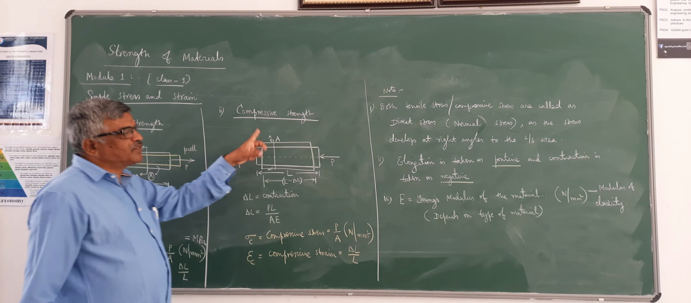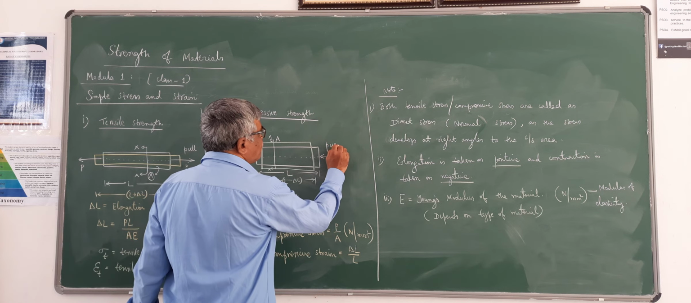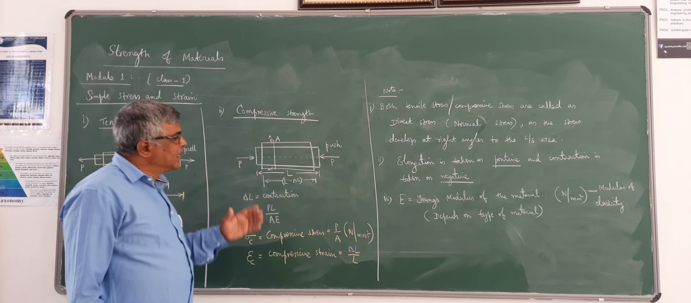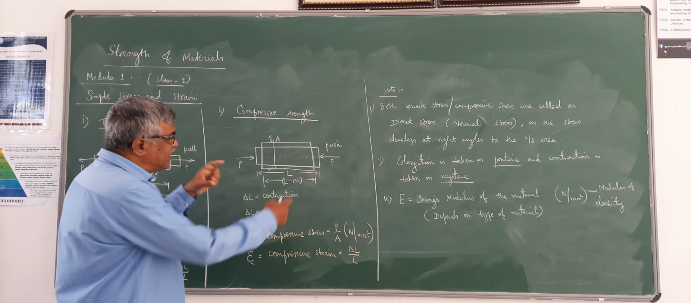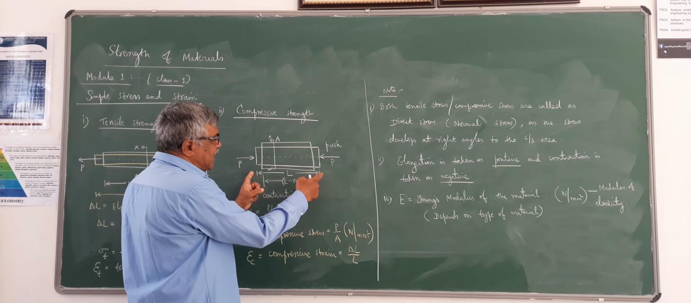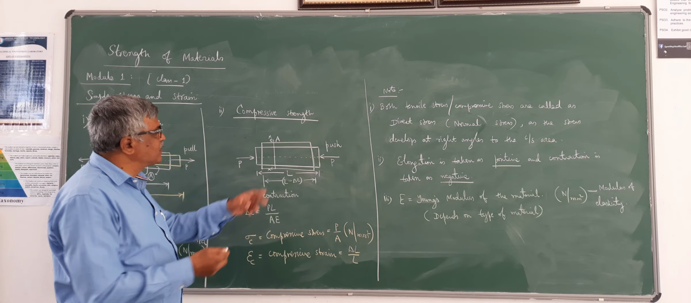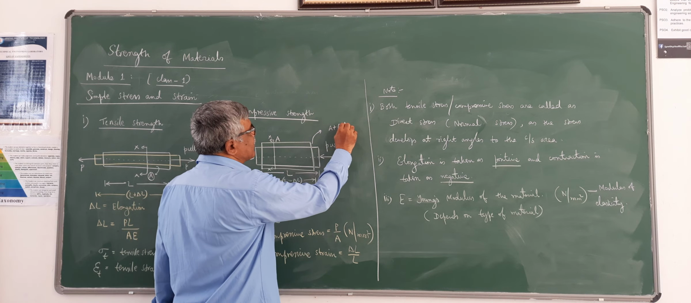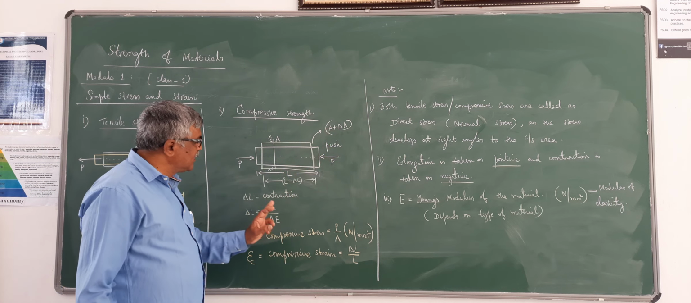The other type of stress is compressive stress. When you apply a push force like this on both sides of the specimen, then the reverse effect will take place. That means length will reduce: initial length is L, it reduces by delta L. So length will reduce but area will increase. So area increases, length reduces. This increase in area you can take as A plus delta A. So delta A is the increase in the area.